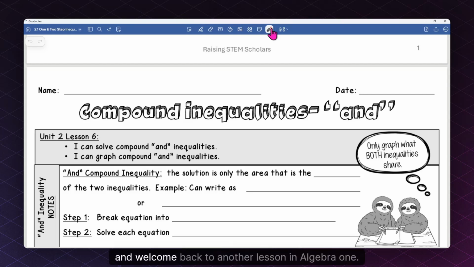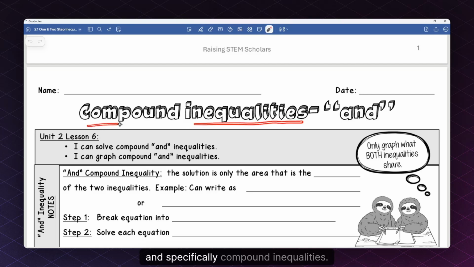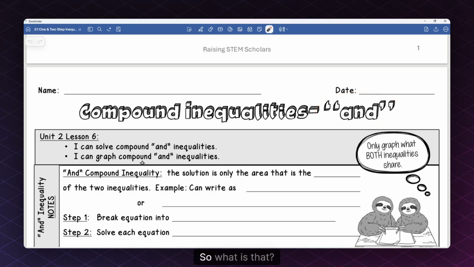Hello, everybody, and welcome back to another lesson in Algebra 1. Today's lesson is Unit 2, Lesson 6. We are continuing our study of inequalities and specifically compound inequalities. Last lesson, we discussed when it is an "or" compound inequality, but now we're going to look at it when it's "and." Alrighty, so what is that?